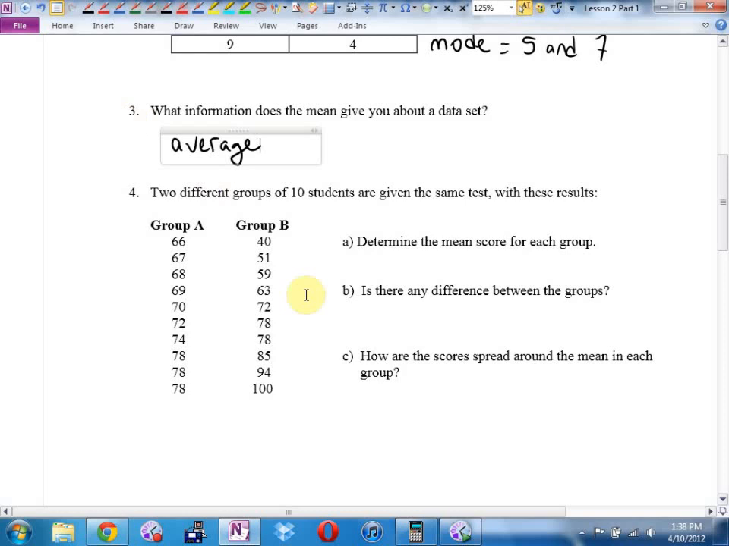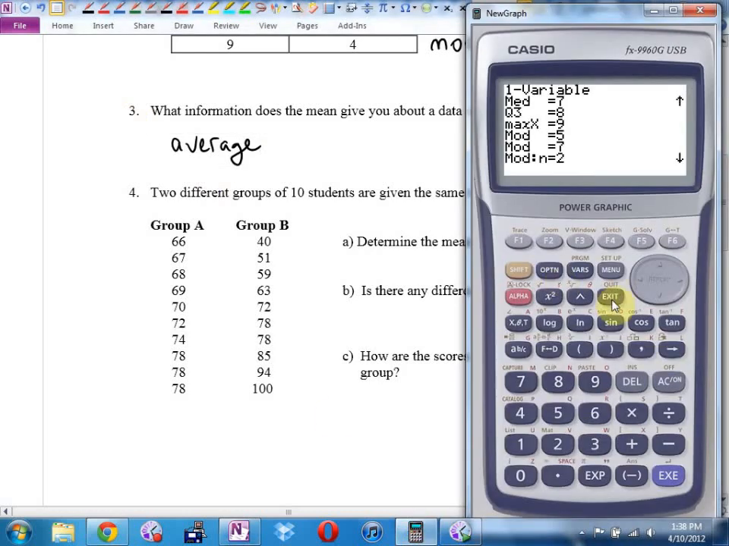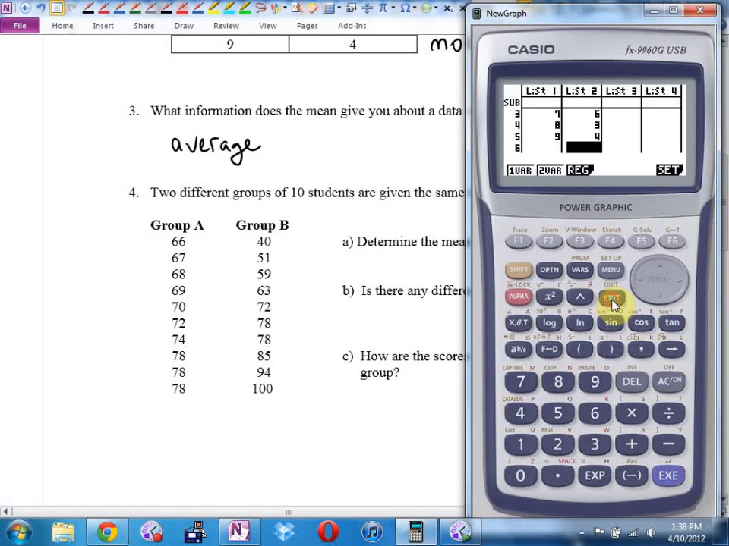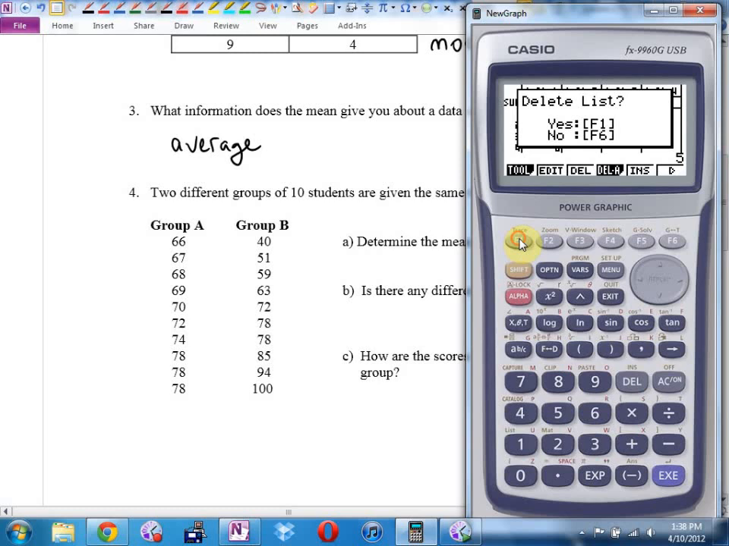Technology? So, clear your lists. How do I get out of this menu? Exit 1 more time. Now I'm back to that F6, delete all, yes, delete all, yes. And just to be different, let's type group A in list 1, let's type group B in list 3, so there's a space between them so I can see it easier.